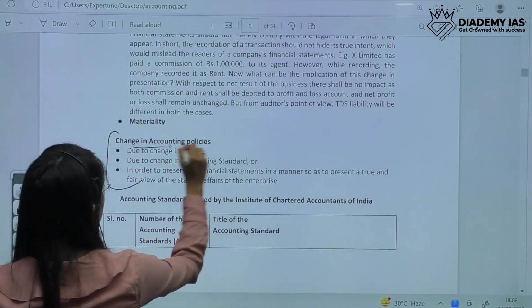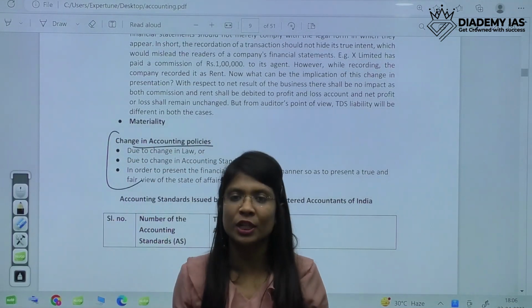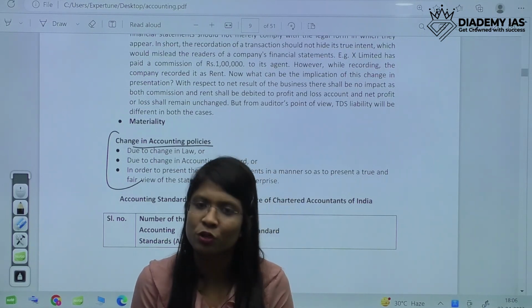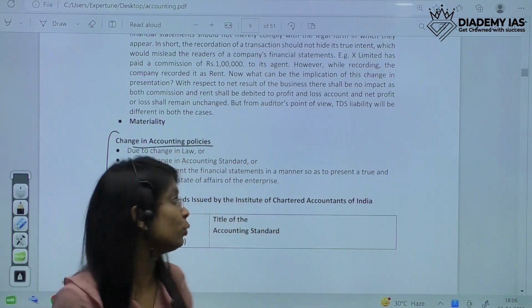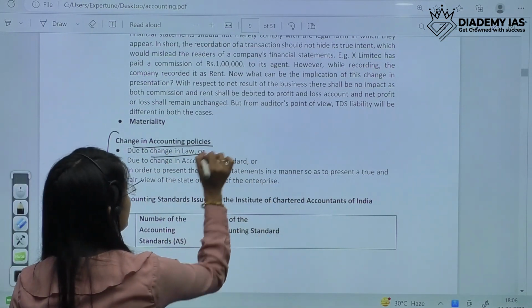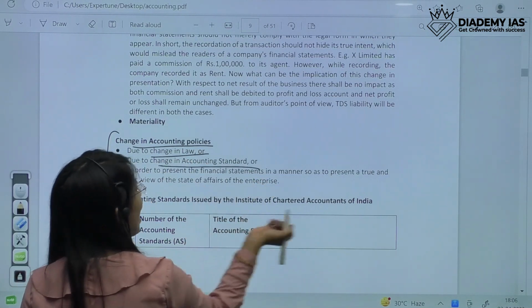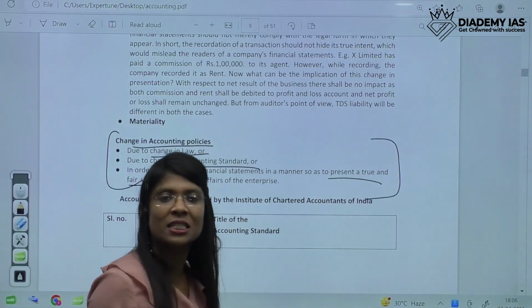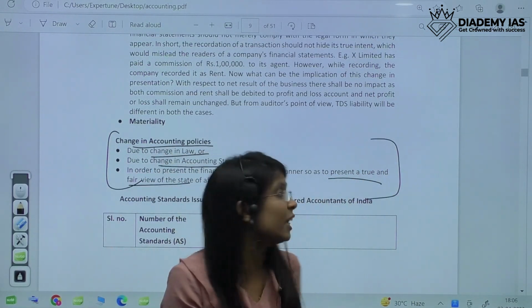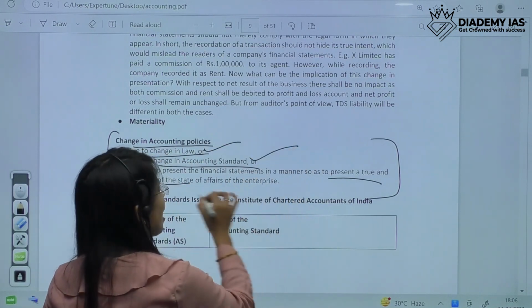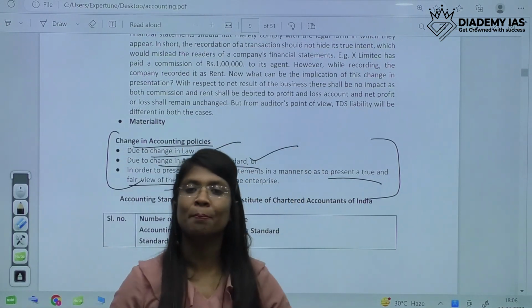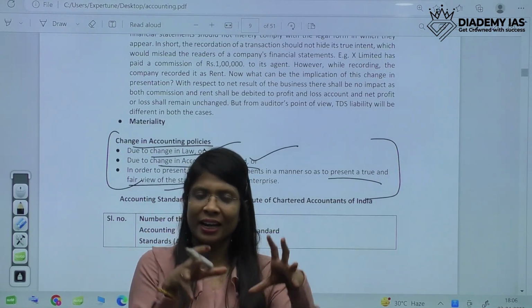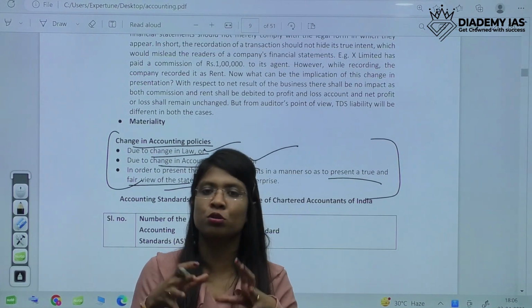So next is change in accounting policy. When can we change the accounting policies? We can make an accounting policy, but there could be some situations when there is a need to change that also. So when can we do that change? That can be done in the case of change in law, change in accounting standards, or to present a true and fair view. These 3 are the only cases when we can change our accounting policy. But that has to be disclosed, and any deviation, any financial impact also has to be disclosed.